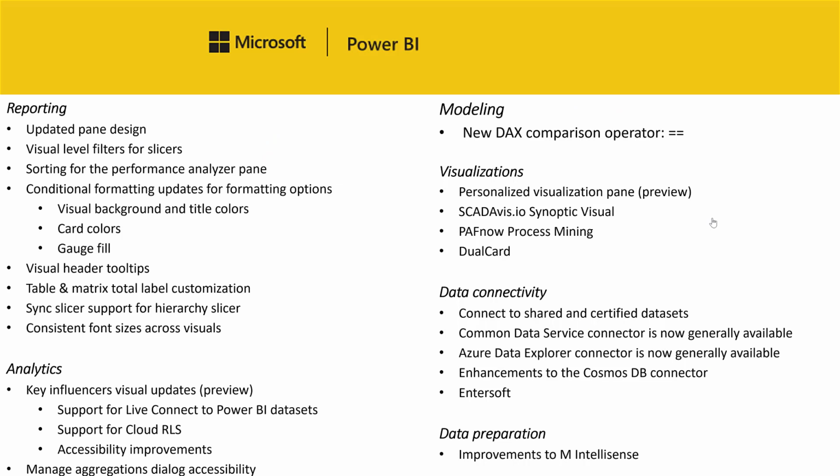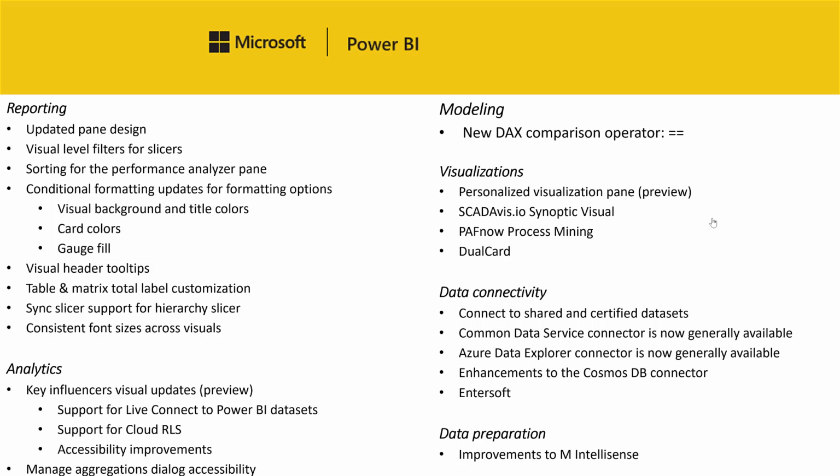We have 2 updates for our analytics section this month, the first of which is a bunch of updates to our key influencers visual. The first is that we've added support for live connected reports to Power BI datasets. So if you create a new report and live connect to a dataset that exists in the Power BI service, the visual should now be enabled and work just like it does for imported models. It should work no differently than any of our other visuals in live connect mode.